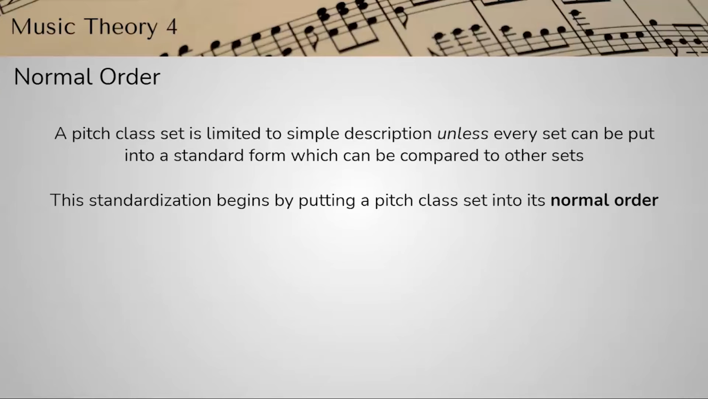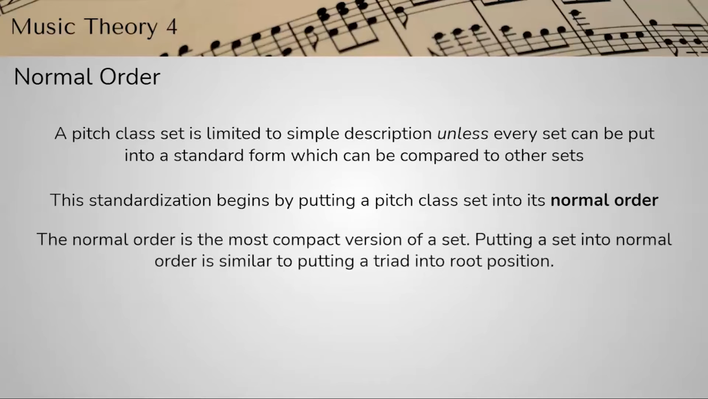And so this kind of begins by putting the pitches into what we call the normal order for a pitch class set. And so the normal order is the most compact version of a set. Putting a set into normal order is similar to putting like a triad in root position. So we think of a first inversion major chord and a second inversion major chord and a root position major chord as all kind of being the same thing. They're, again, that kind of second level, that above thing, right, that we call a major chord.